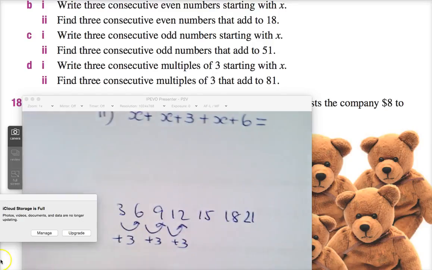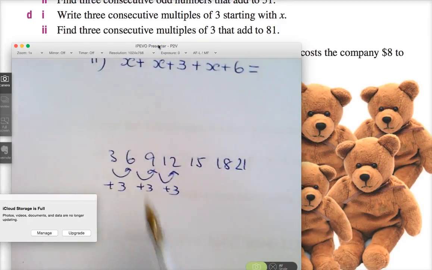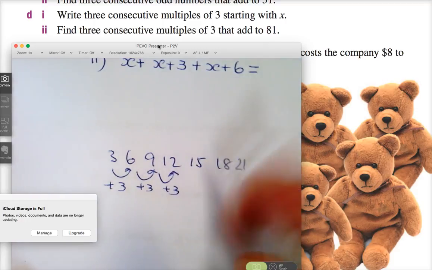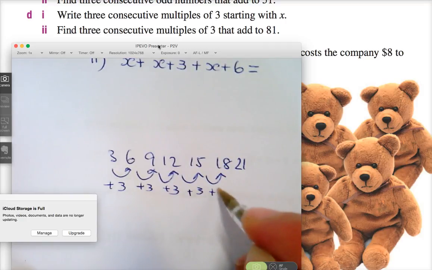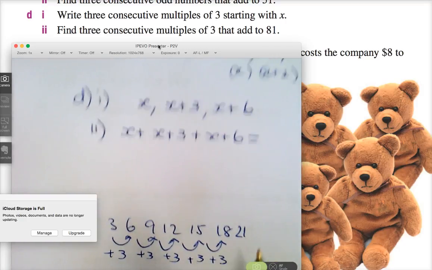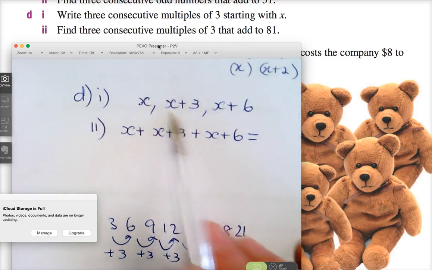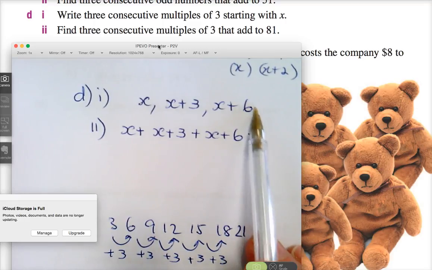For part D, we're looking at the multiples of 3, starting with x. So multiples of 3 are 3, 6, 9, 12, 15, 18, 21. How do we go from one number to the next? We add 3. So the first multiple of 3 will be x, the second will be 3 more than that, and the third multiple of 3 will be 3 higher than that.